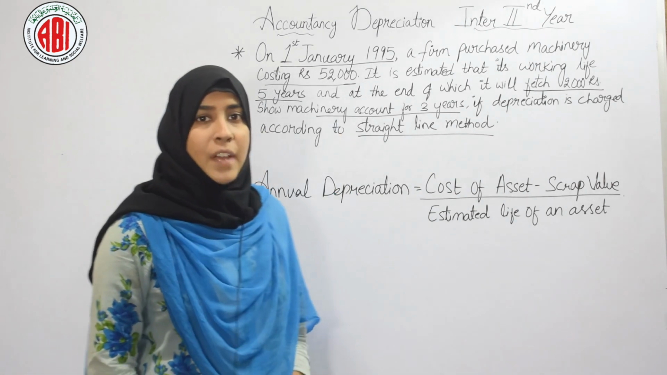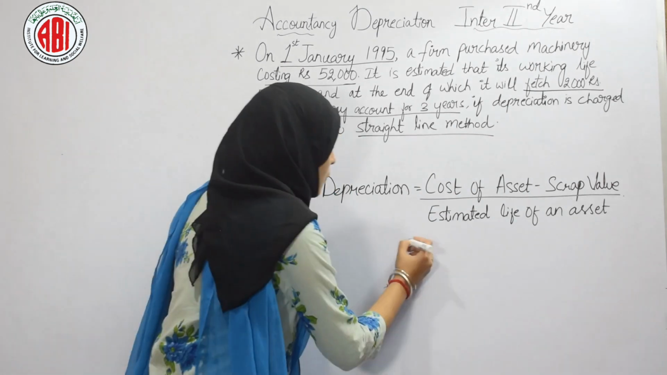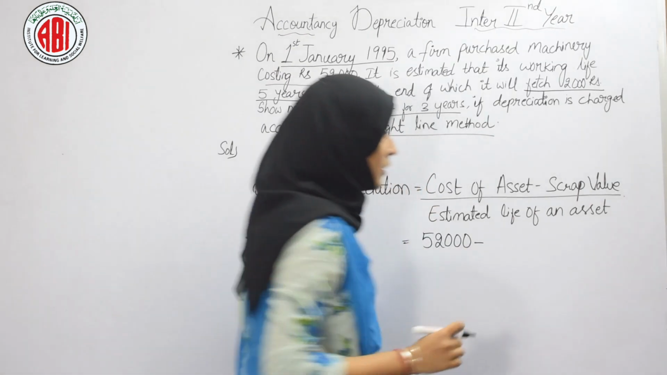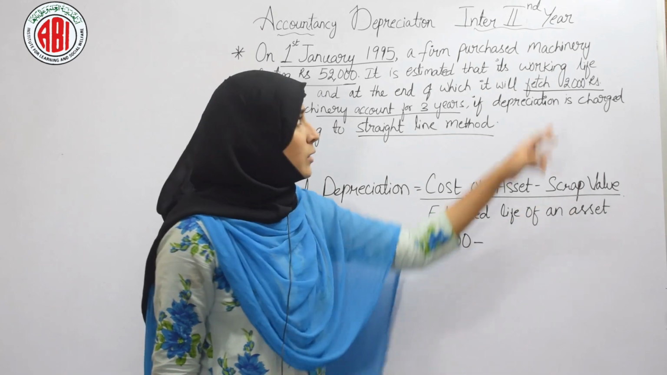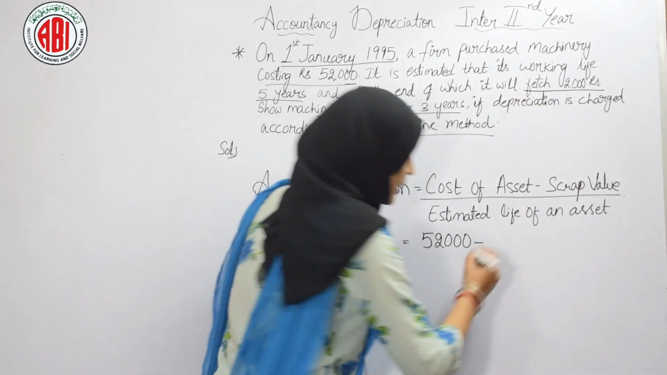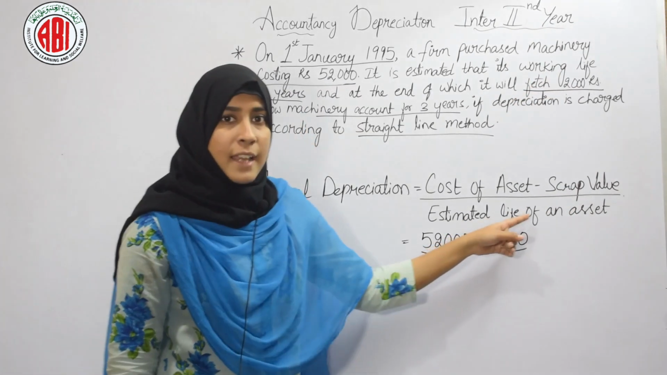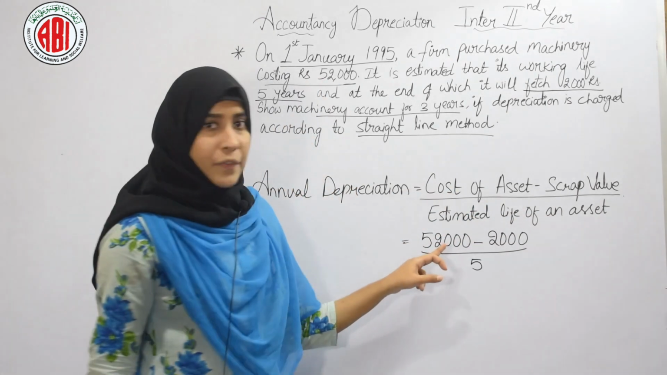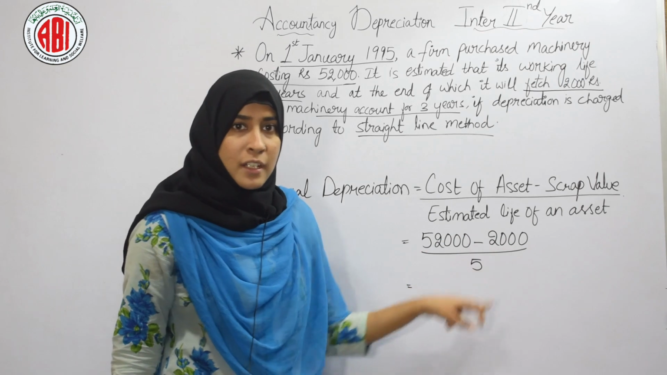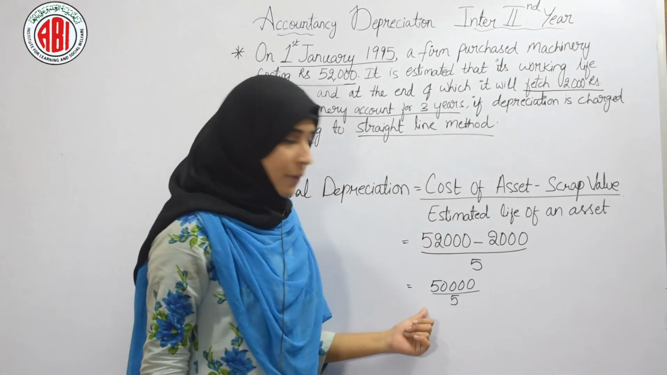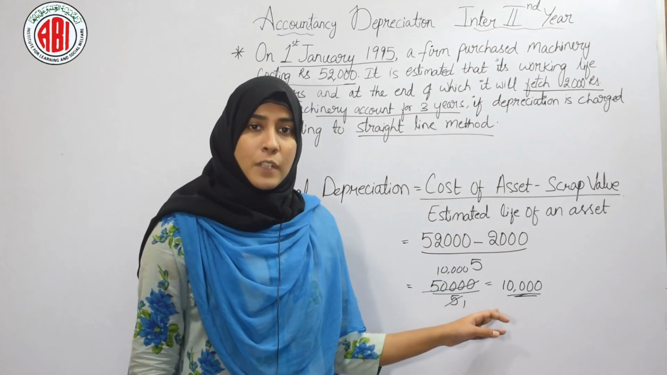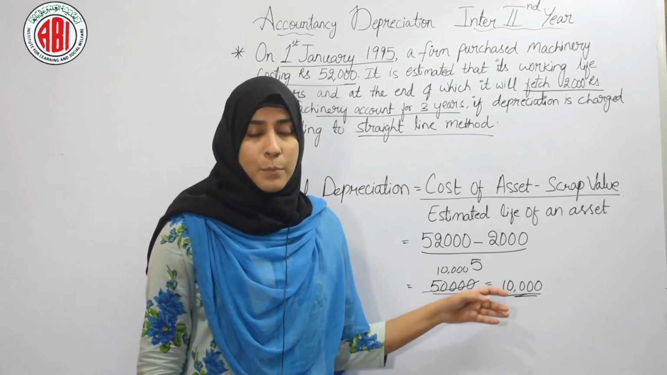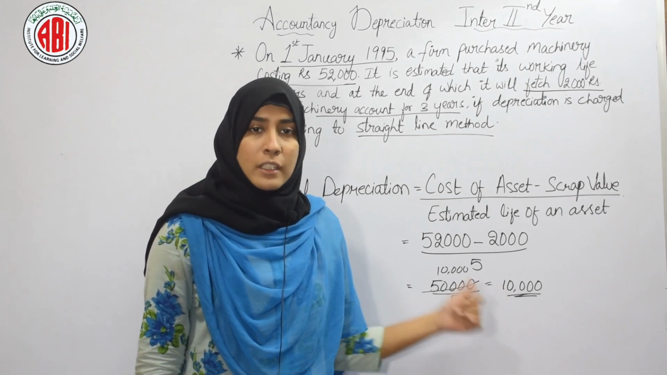Now we will place the values in our formula. What is the cost of asset? 52,000 minus what is our scrap value? That is 2000 rupees, divided by the estimated life of an asset, that is 5 years. Therefore 52,000 minus 2000 comes to 50,000 by 5. Therefore our rate of depreciation will be 10,000. So this 10,000 we will provide as depreciation for 3 years.